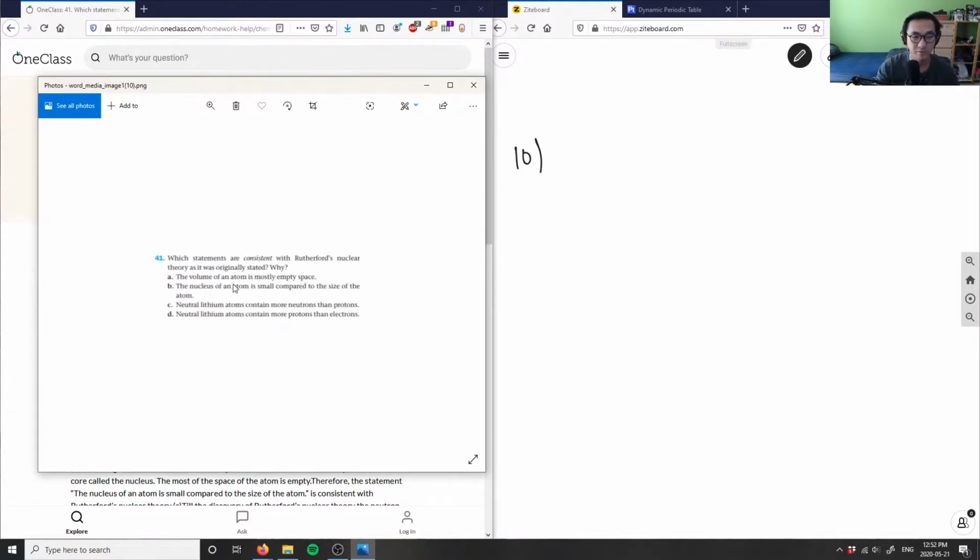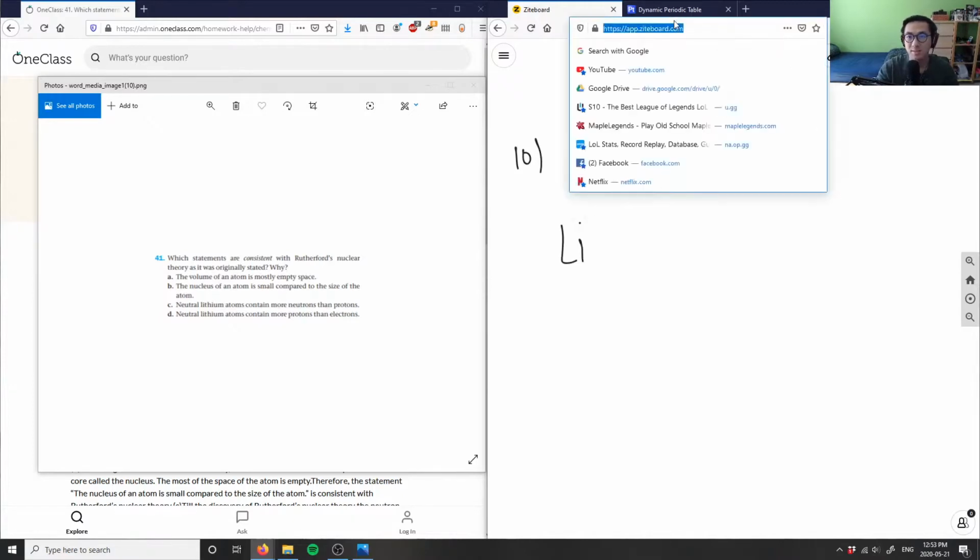So A says the volume of an atom is mostly empty space. B says the nucleus of an atom is small compared to the size of the atom. C says neutral lithium atoms contain more neutrons than protons, and D says neutral lithium atoms contain more protons than electrons. So let's look at C and D first, because this is looking at lithium atoms. Let me draw out a lithium atom here.